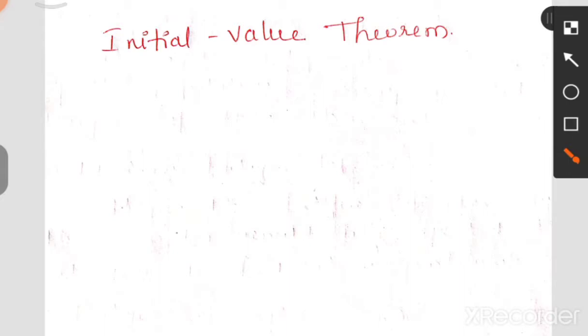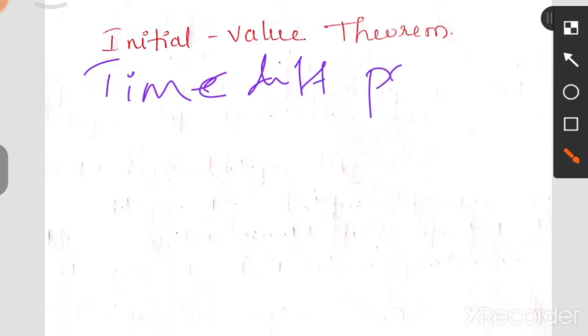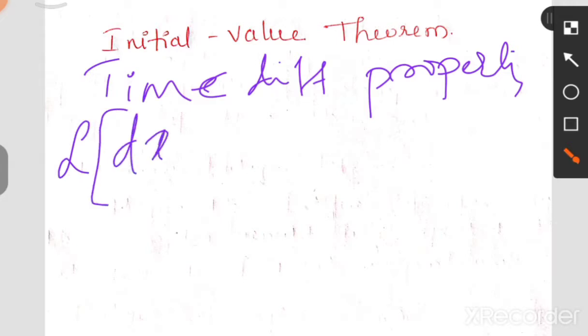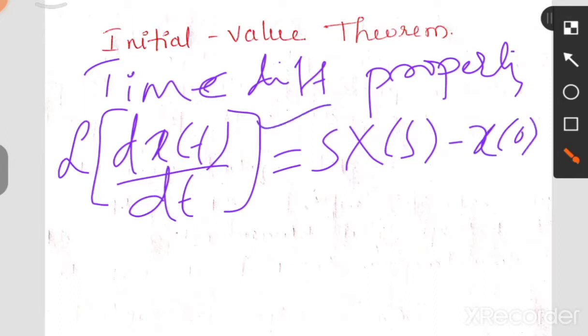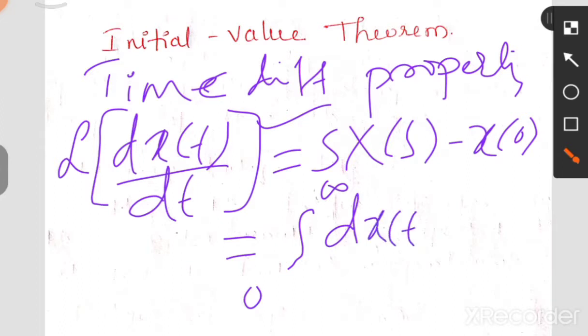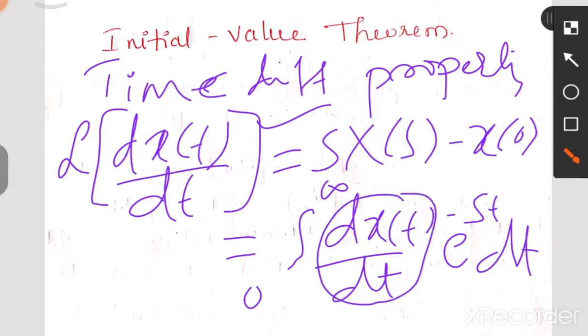To prove this theorem, we use the time differentiation property, that is, the Laplace transformation of the differentiated signal dx of t by dt will be equal to s X of s minus x of 0. This is the property of the differentiated signal. If you use the formula, it will be the integration from 0 to infinity of dx of t by dt into e raised to minus st dt.